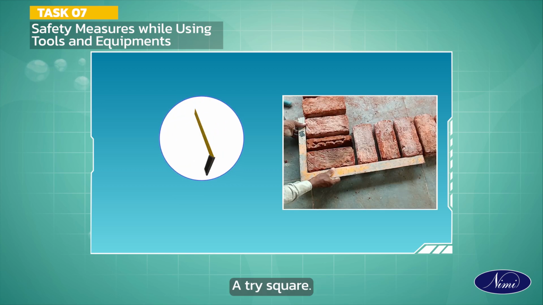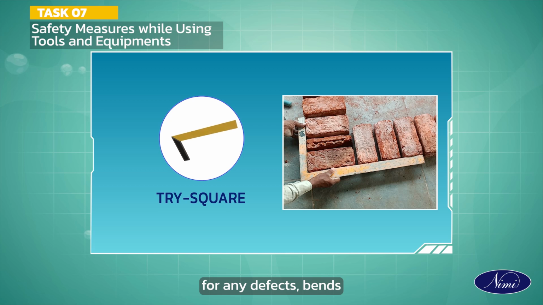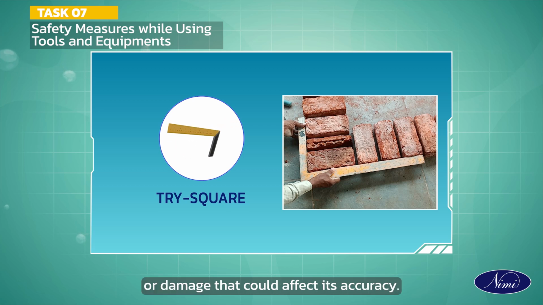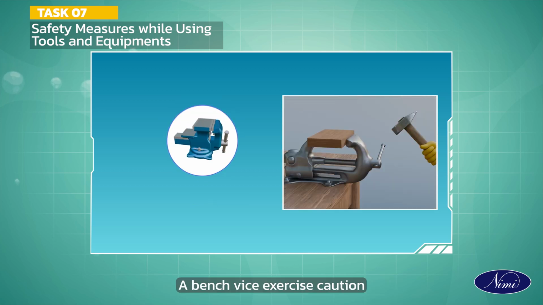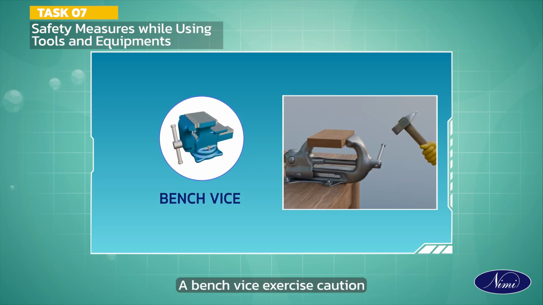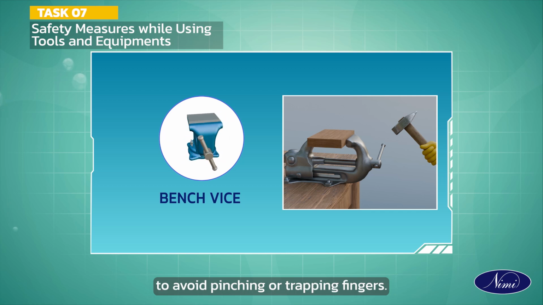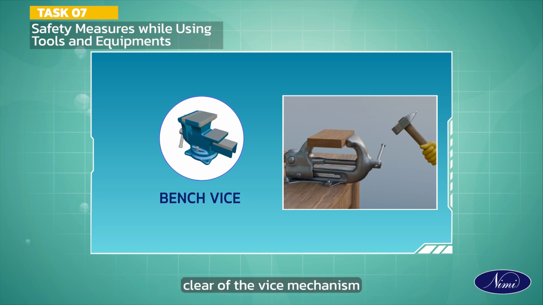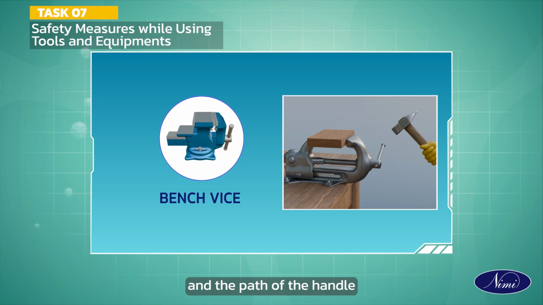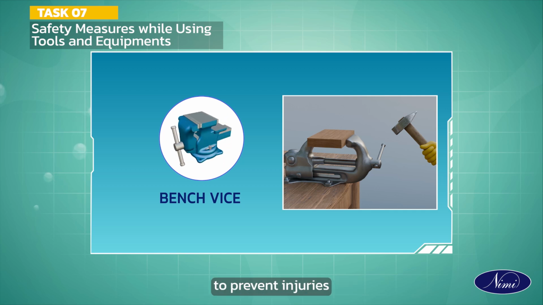A tri-square. Inspect the tri-square for any defects, bends, or damage that could affect its accuracy. A bench vise. Exercise caution when operating the bench vise handle to avoid pinching or trapping fingers. Keep hands clear of the vise mechanism and the path of the handle to prevent injuries.